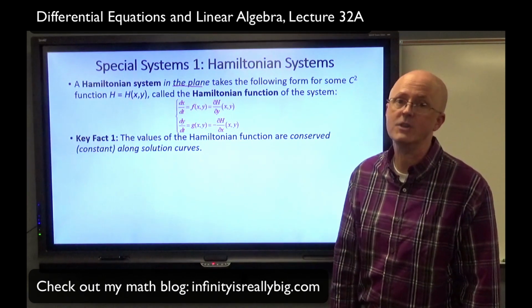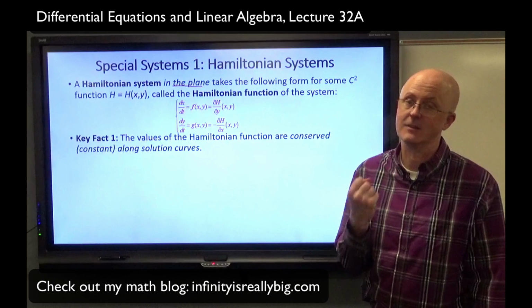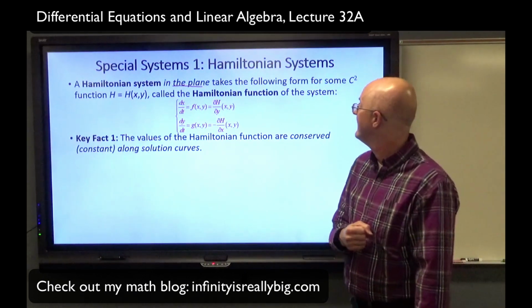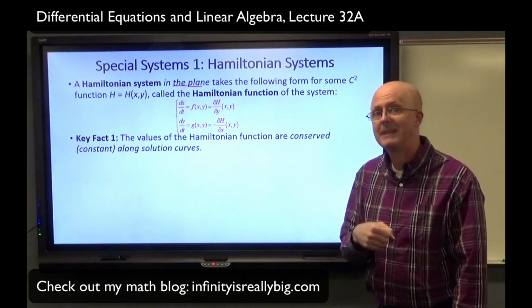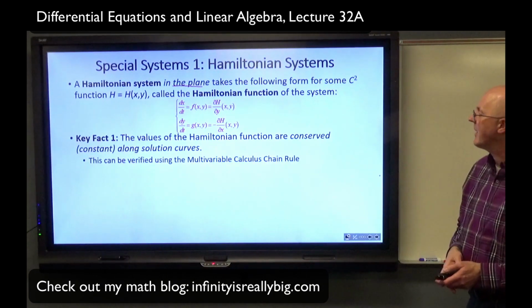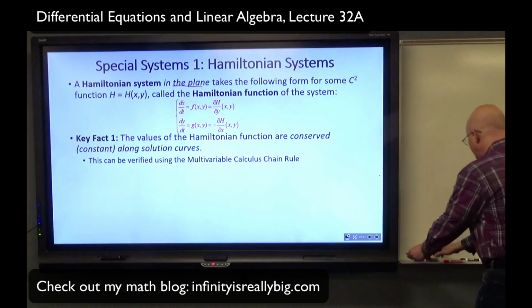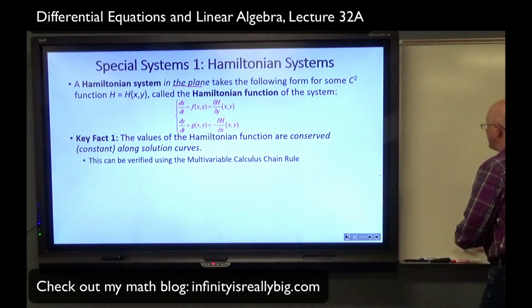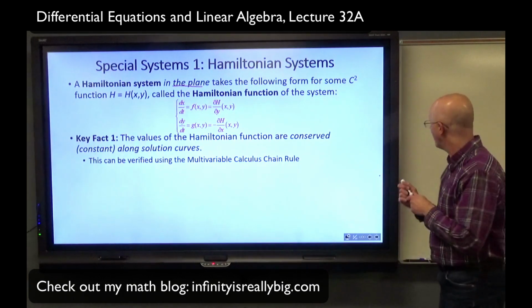Maybe the Hamiltonian function is the energy. The total energy, say, mechanical energy would be kinetic plus potential energy, for example. This can be verified using the multivariable calculus chain rule. Let me give you the basic idea, even if you've not seen the multivariable calculus chain rule before.